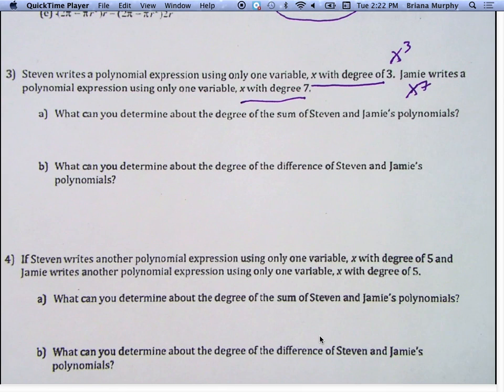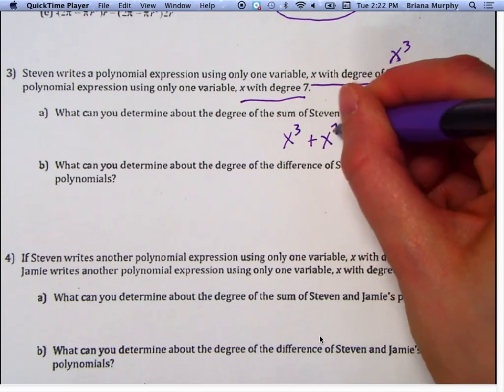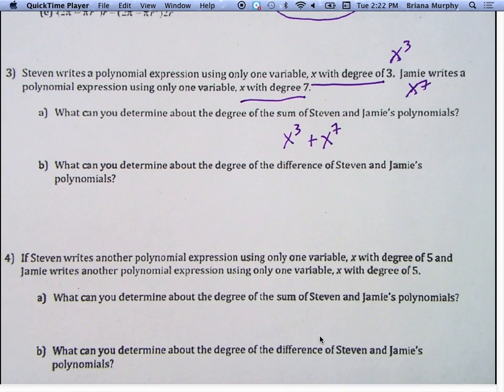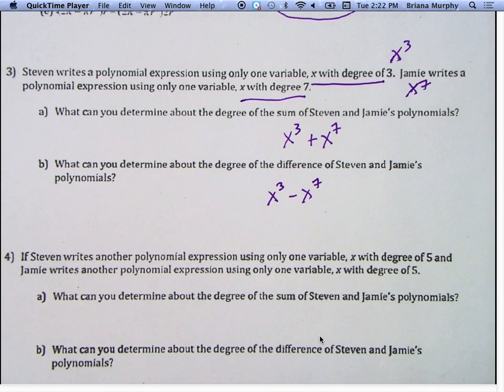I think you guys are misinterpreting the question. They're both multiples. What can you determine about the degree of the sum of Steve and Jamie's? It would just be this, right? What about the difference? It would just be, right? Sum and difference.